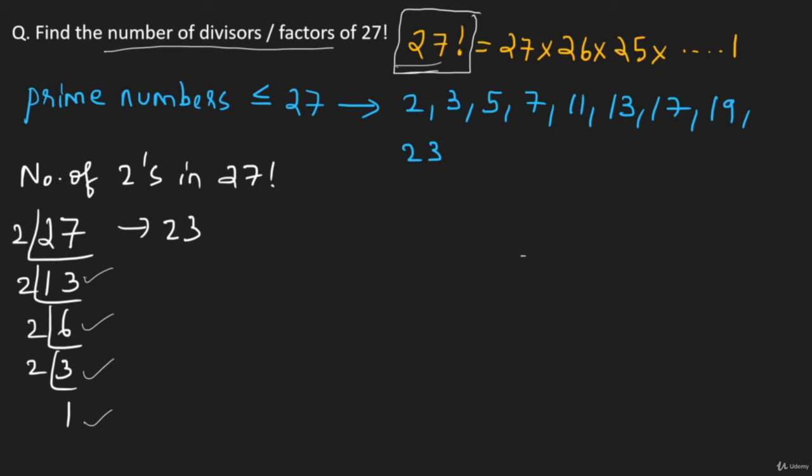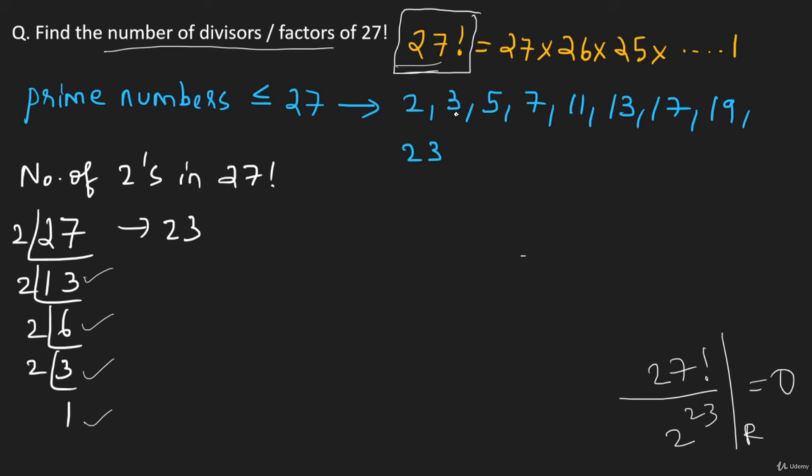Therefore, in 27 factorial, the highest power of 2 that I can take out is 23, or 2 to the power 23 will perfectly divide 27 factorial, right? We have seen that before. So 27 factorial divided by 2 to the power 23 will give you a remainder of 0. It will perfectly divide it. All right, now let's move on.